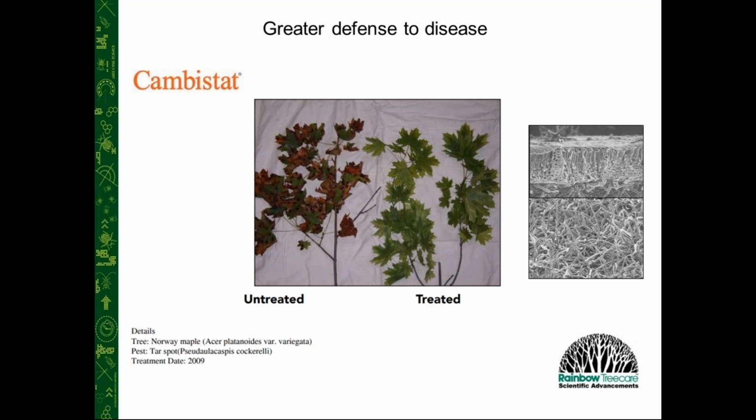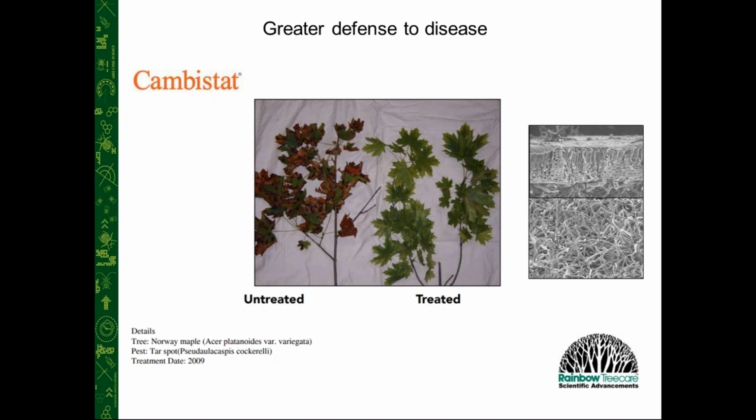Moving now into the disease resistance. Again, across the board on many species, we see a reduction in the incidence of fungal leaf diseases. Here we are looking at a Norway maple that is affected by tar spot. We can see the tree on our left, heavily affected by tar spot, untreated, the tree on our right, almost no instance of tar spot.